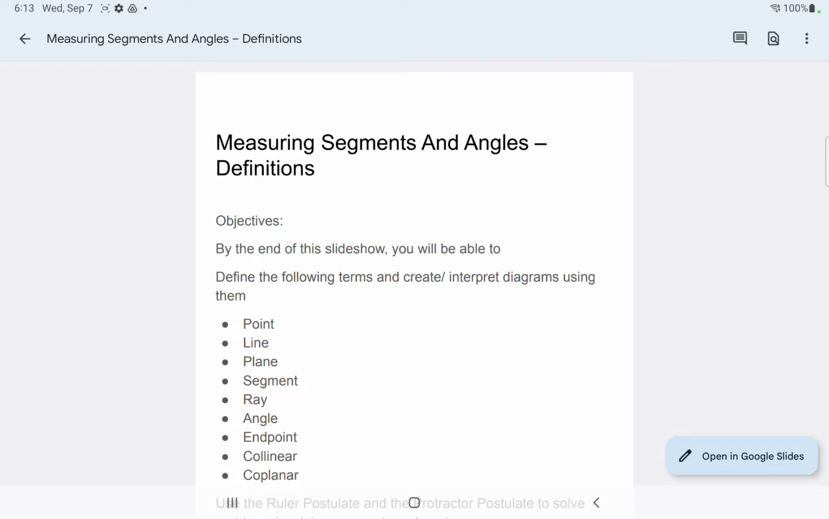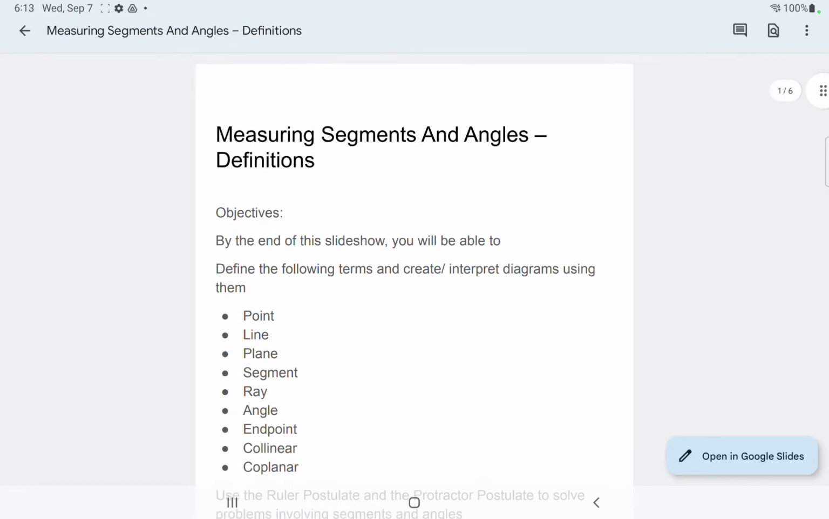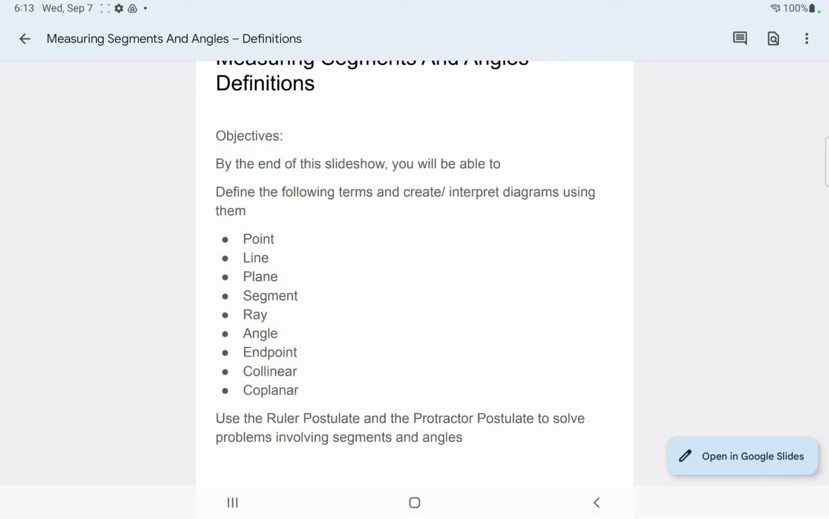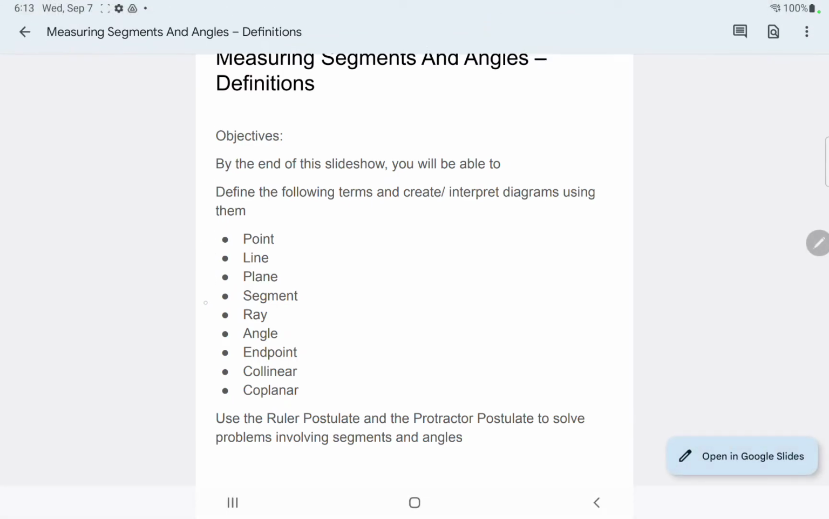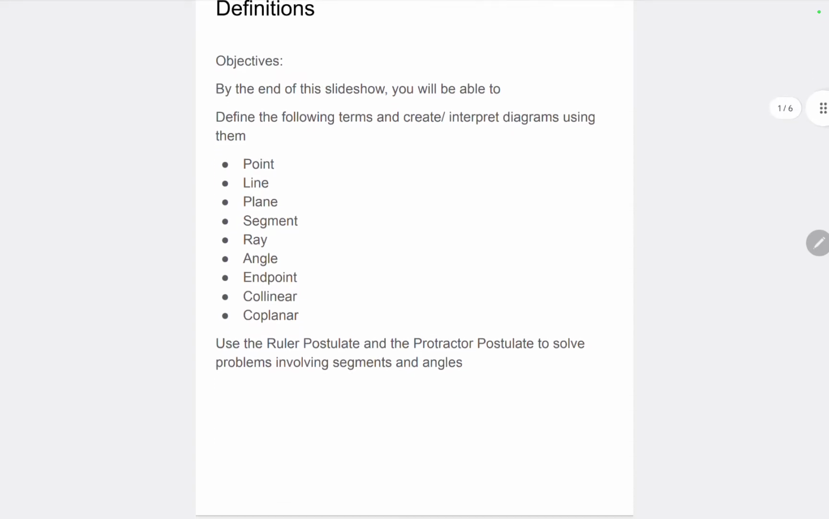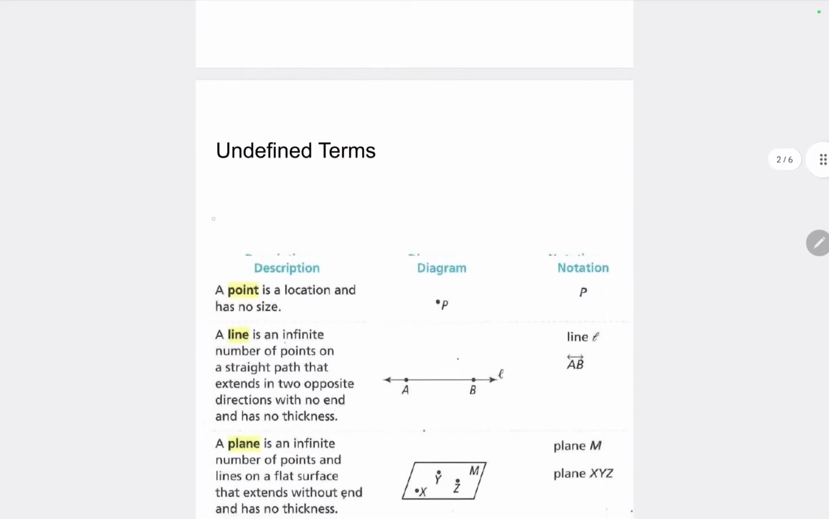So by the end of this slideshow, you're going to be able to define a whole bunch of terms in geometry. You're going to be able to create and interpret diagrams using them. Those include point, line, plane, segment, ray, angle, endpoint, collinear, and coplanar. You're also going to be able to use the Ruler Postulate and the Protractor Postulate along with segment addition and angle addition postulates to solve problems involving segments and angles. So let's get started with some definitions.